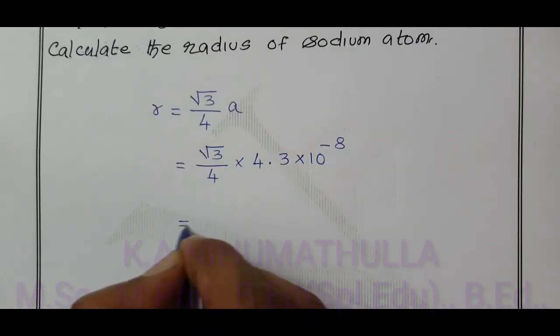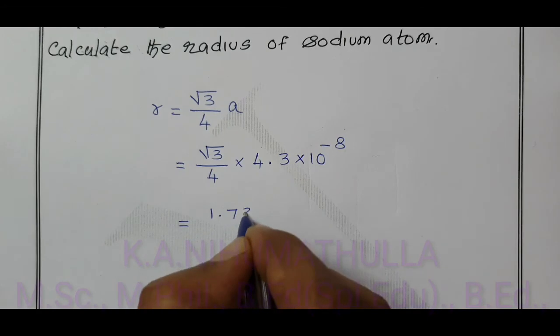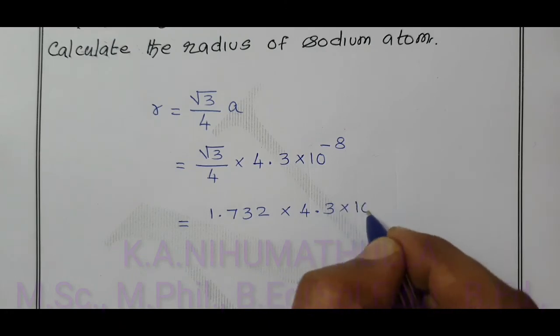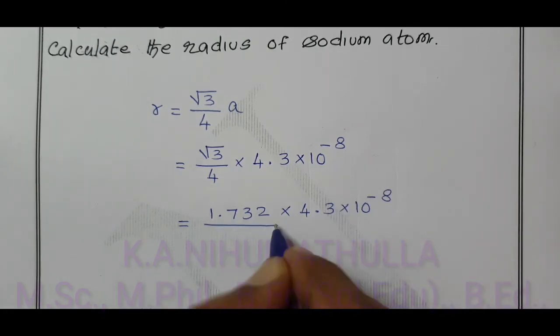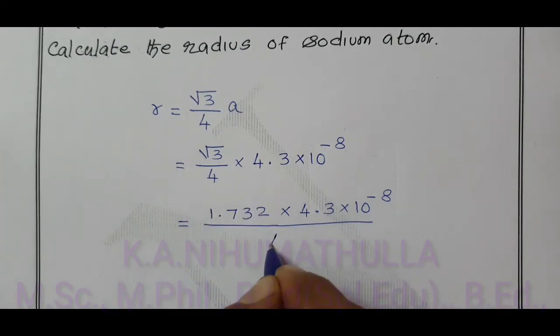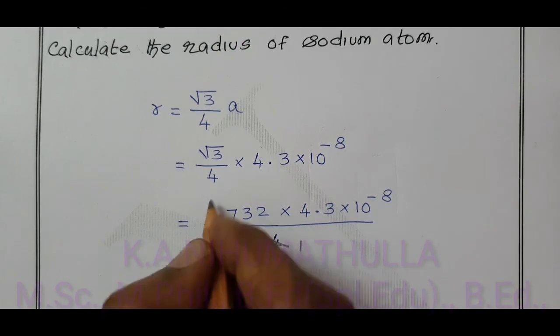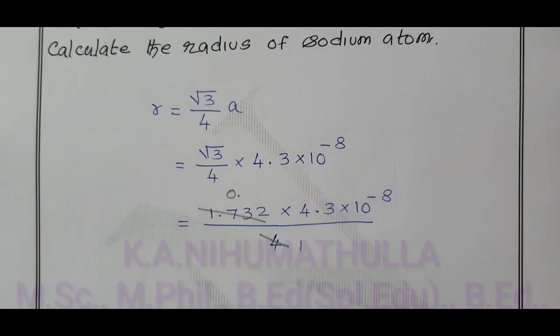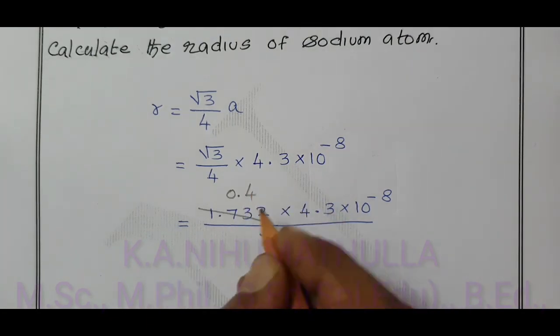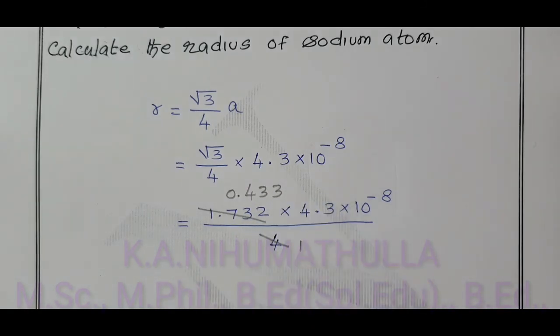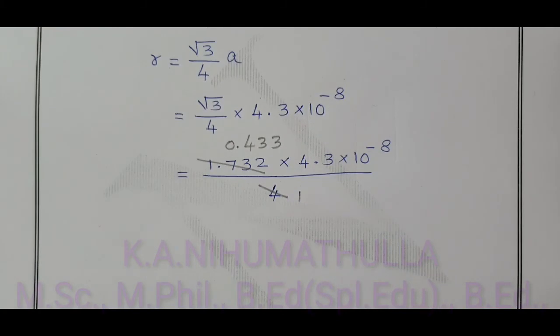The root 3 value is 1.732, and 4.3 × 10^-8, divided by the denominator 4. Now we can cancel 4 into 1.732. 1 4 is 4, remaining 0. How many 4s are in 17? 4 4s are 16, remaining 1, 13. 3 4s are 12, remaining 1, 12. 3 4s are 12. So the multiplication quantity is very easy.